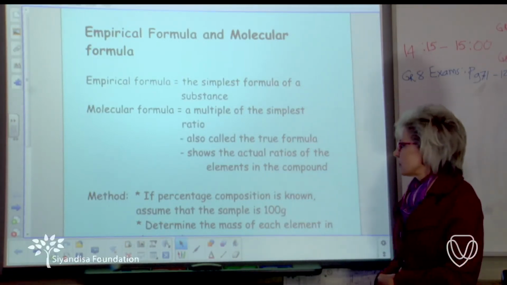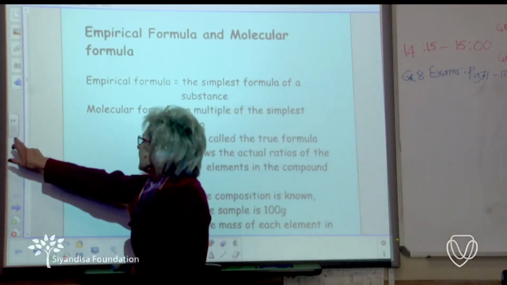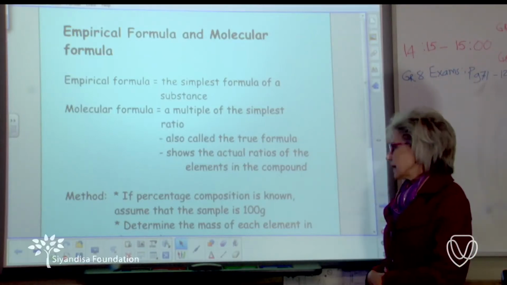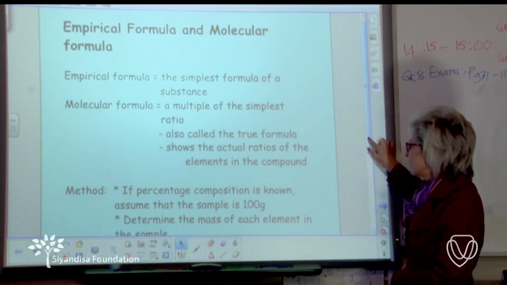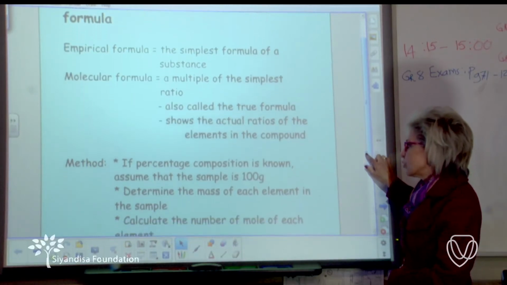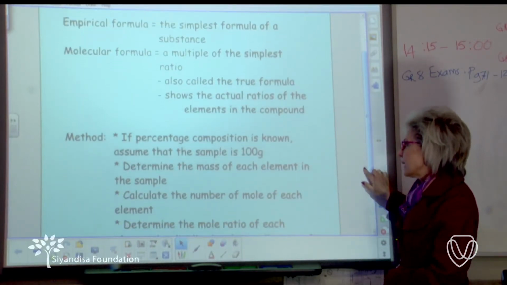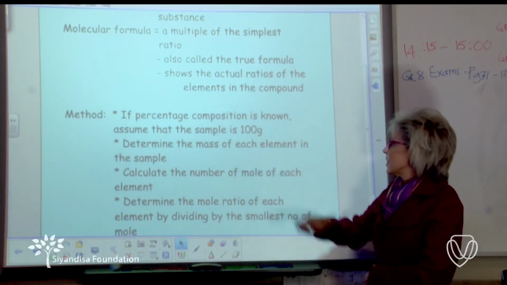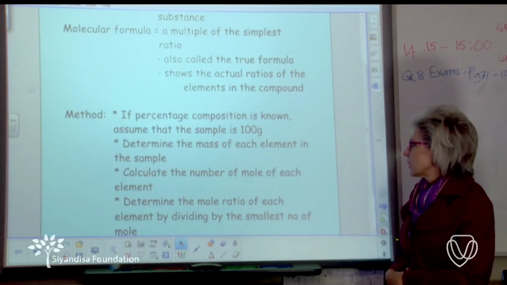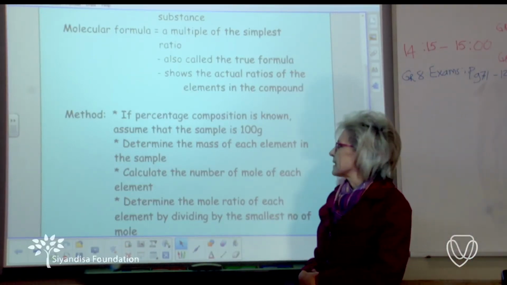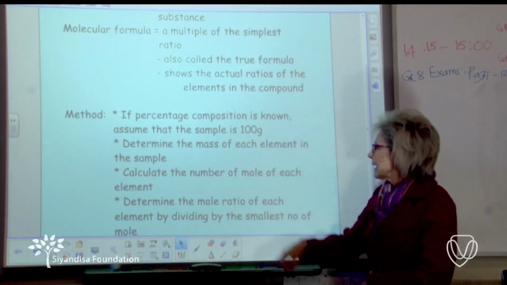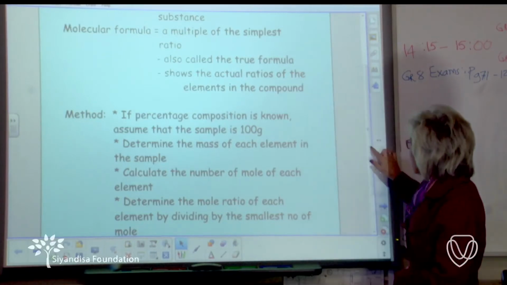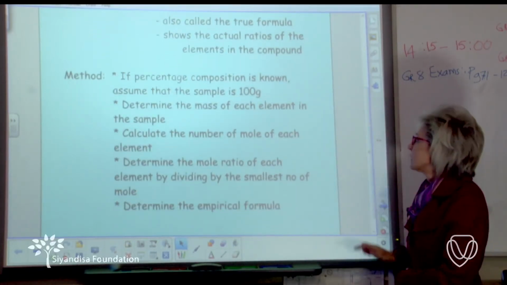And then the method to do this: the values are usually given as a percentage. And because a percentage means the total is 100%, we convert those percentage values into gram values. And that will then help us to determine the amount of mole, because the representation of each element is then given as a mass in gram. We calculate the number of mole using m over M, and then we determine the ratio. That's the way in which we'll be dealing with this work.